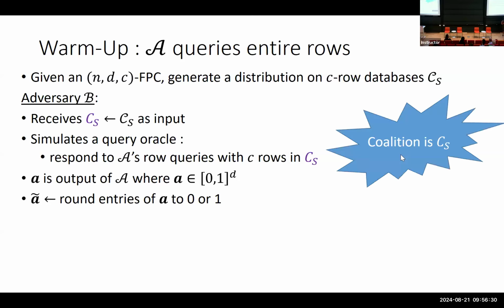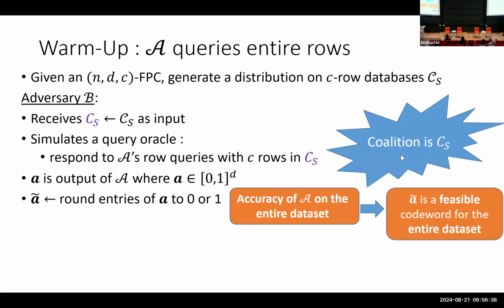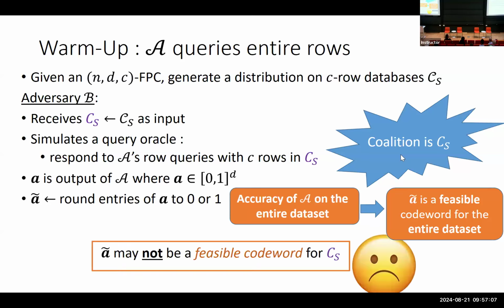The two points here: now the coalition is the C rows, a C-row data set. But like what we saw from the last slide, that's still true: the accuracy of A for the one-way marginal problem is for the entire data set, and that will still give us the fact that the rounded output is feasible, but it's feasible for the entire data set. And for the trace, we want trace to actually trace back a user in the coalition C, not the entire data set. So this is where this gap appears.